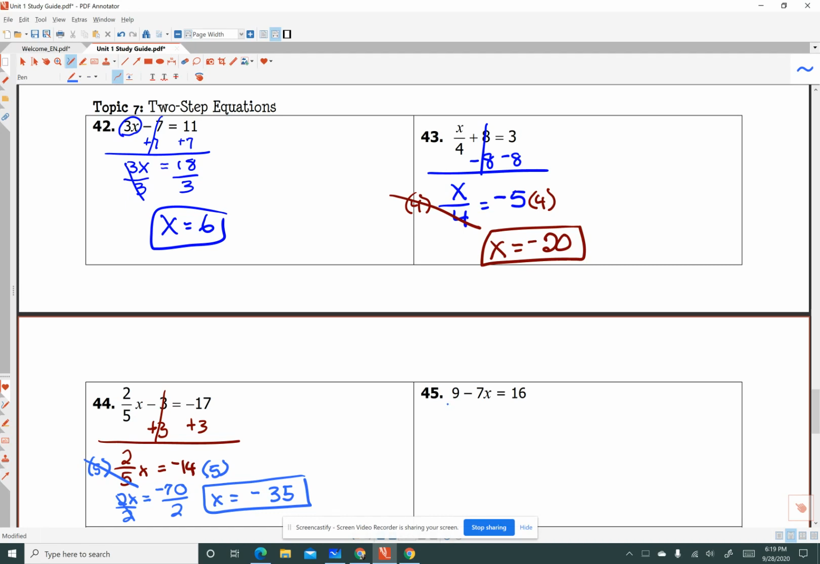So we have a positive 9 and negative 7x equals 16. Let's take care of the 9 first. So we have negative 7x equals 16 minus 9 is 7. And we divide both sides by negative 7. This cancels, and x equals negative 1. It's positive 7 divided by negative 7 is negative 1.